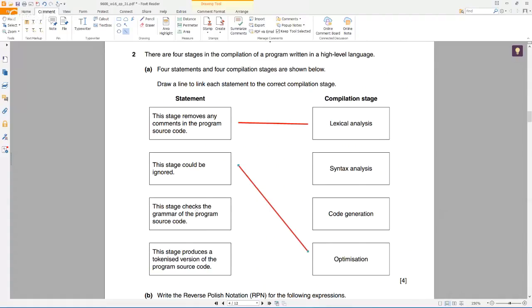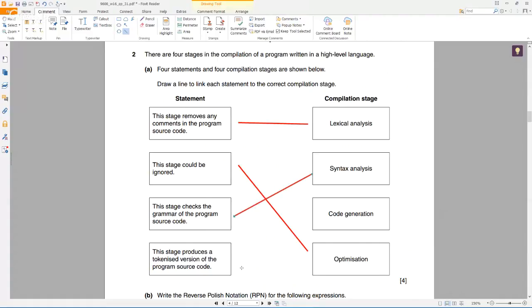The next statement is: this stage checks the grammar of the program source code, and this is the syntax analysis. This consists of taking the list of tokens and trying to build an abstract syntax tree. If during the process of building the syntax tree there is a grammar error, you will be notified. So it's checking the syntax and building the syntax tree. So this connects to the syntax analysis.